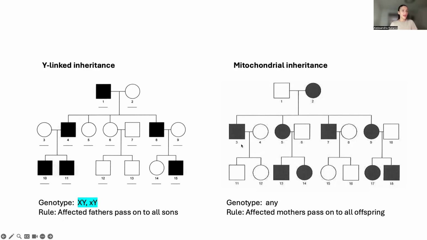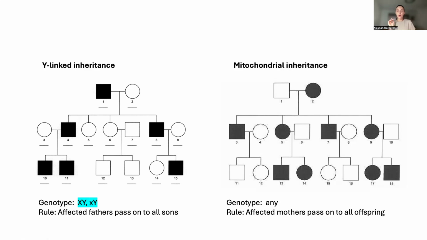And mitochondrial inheritance, for this one, the genotype doesn't matter because the mitochondrial DNA is separate from the nuclear DNA. It doesn't actually have to do with the chromosomes. It has to do with the mitochondrial DNA, which is only inherited from the mother. So therefore, affected mothers pass on to all offspring. And there's no sex bias.